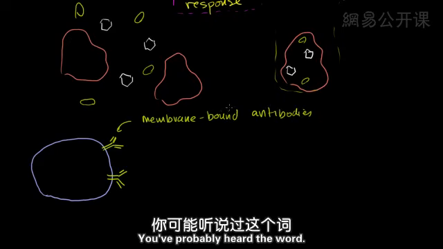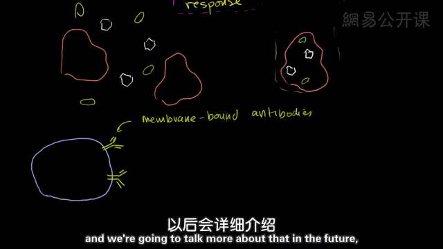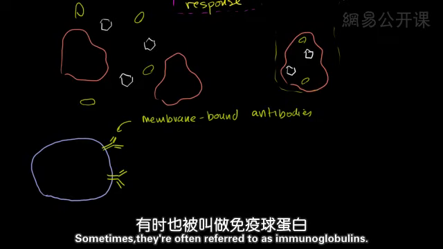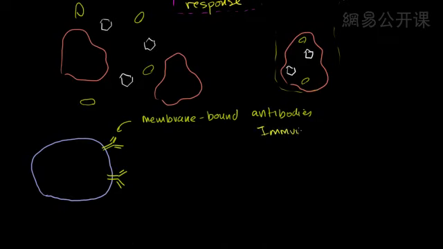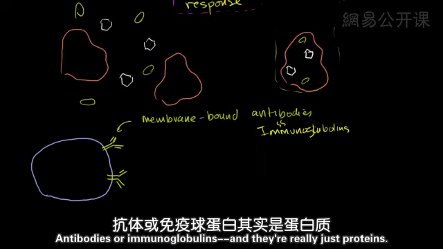You've probably heard the word. Do you have antibodies for such and such flu or such and such virus? We're going to talk more about that in the future. But antibodies are just proteins, and they're often referred to as immunoglobulins. Teaching biology really stresses the spelling part of my brain. But these are essentially equivalent words. Antibodies are immunoglobulins, and they're really just proteins.